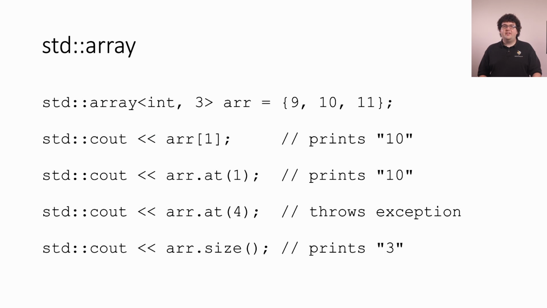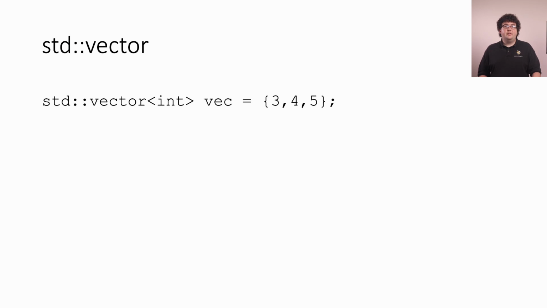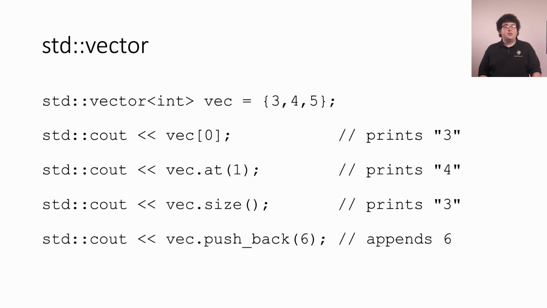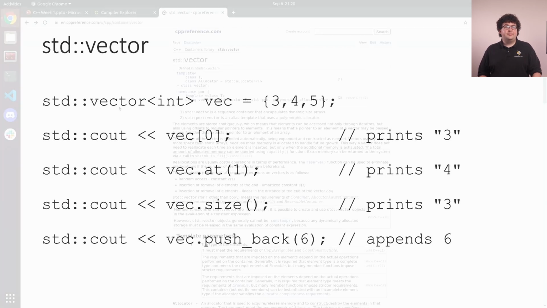So that's how we create a fixed size array, but that only works when we know how many elements we'll be dealing with at compile time. When we need a dynamically sized array, we use a different container called std::vector. Vectors only need to be templated based on the type of the element, since the size will change as we add and remove things. Vectors also support square bracket indexing, the at function, and the size function, just like std::array. A useful function on vector that array doesn't have is push_back. push_back adds a new element to the end of the vector.